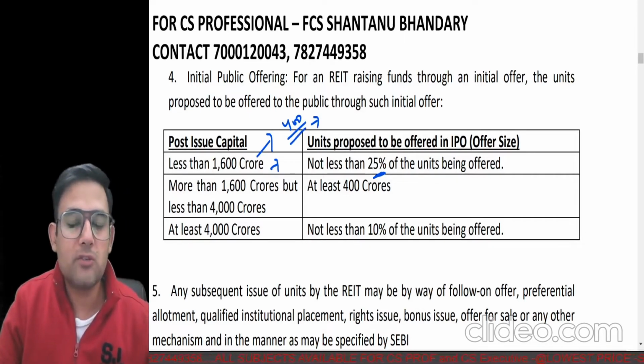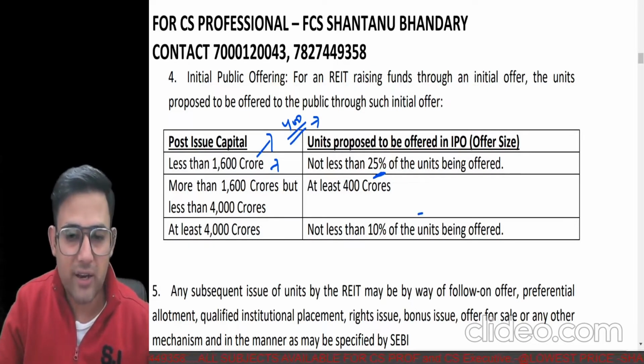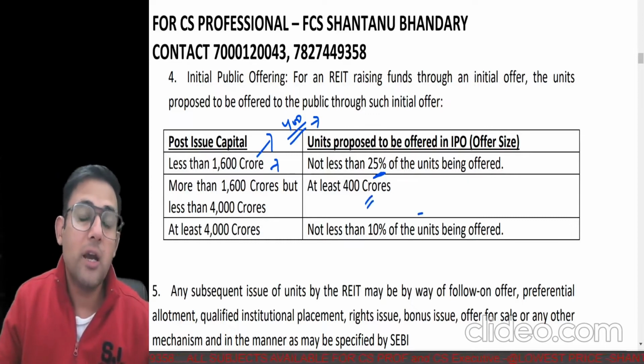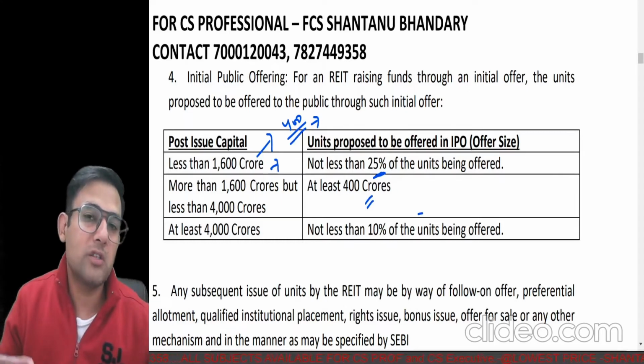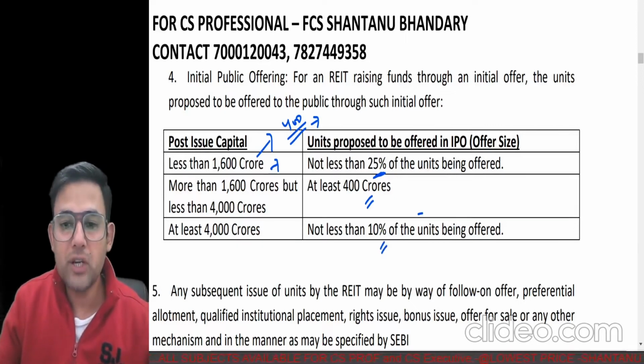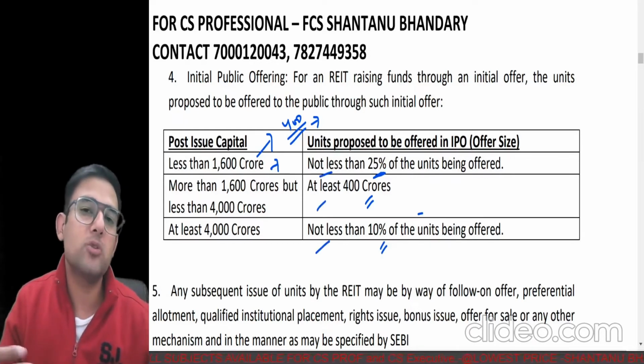If the issue size is more than 1,600 crore, but up to 4,000 crores, then it says directly that 400 crores need to be subscribed by the public. And if the REIT issue size is more than 4,000 crores, then at least 10% needs to be offered to the public. So you see, it has been written every time, "not less than", which means minimum. So a minimum of this much has to be allocated or offered to the public.